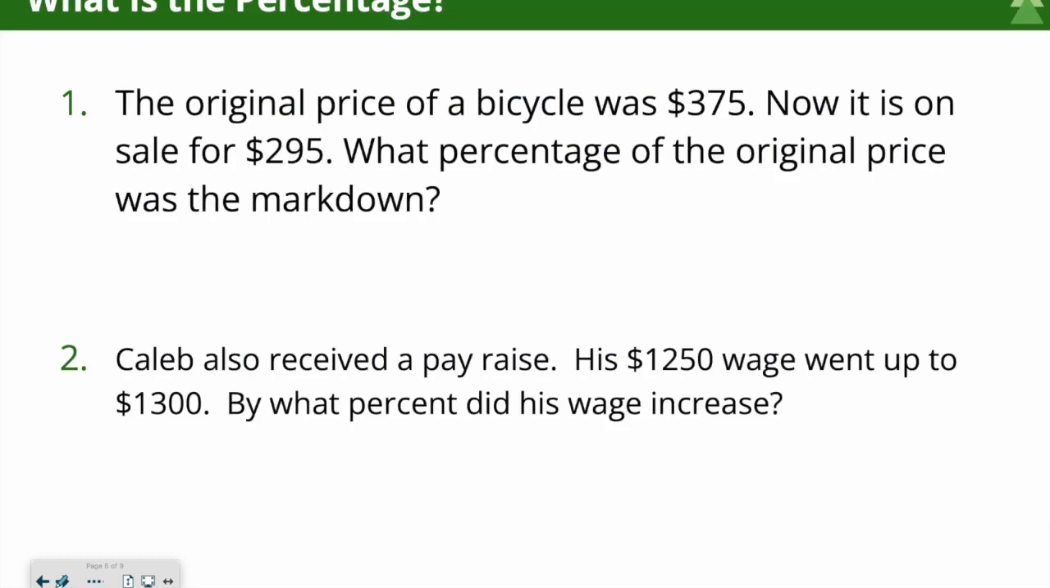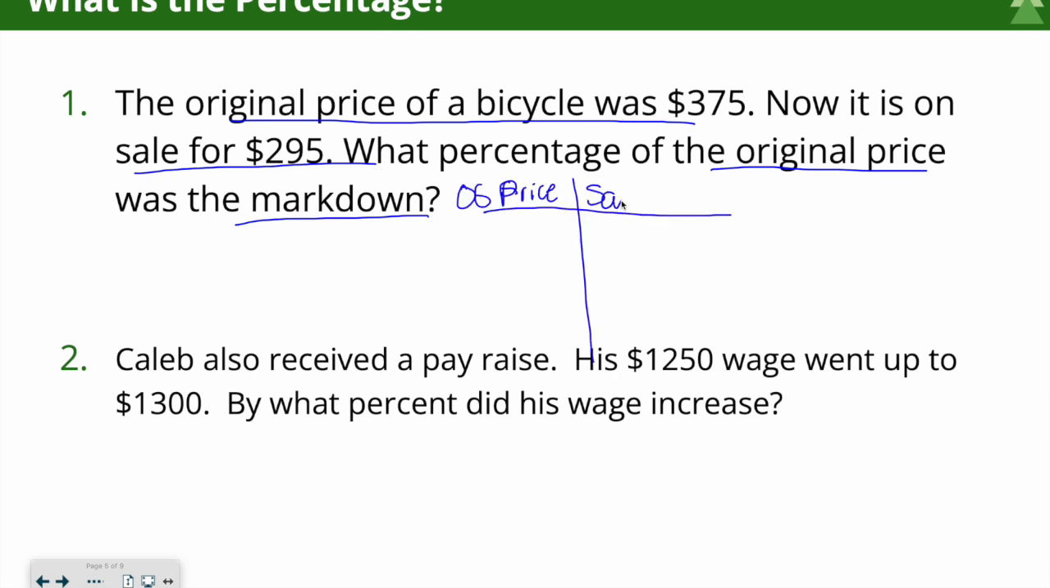The original price of a bicycle was $375. Now it's on sale for $295. What percentage of the original price was the markdown? And so we have the original price and we have the sale price. So I'm going to do this one using the numbers that we were given. The original price is $375. The sale price is $295.